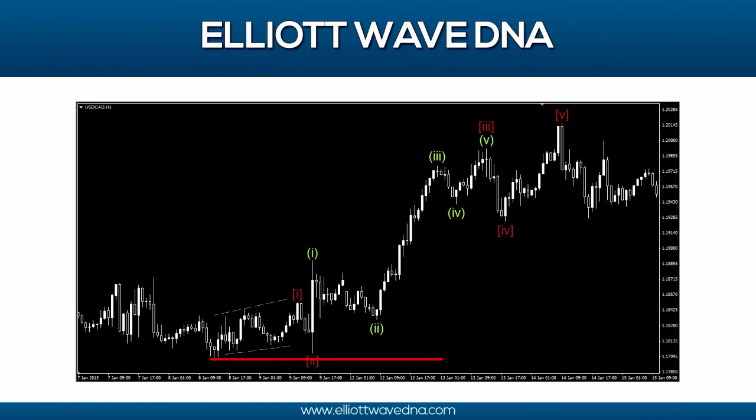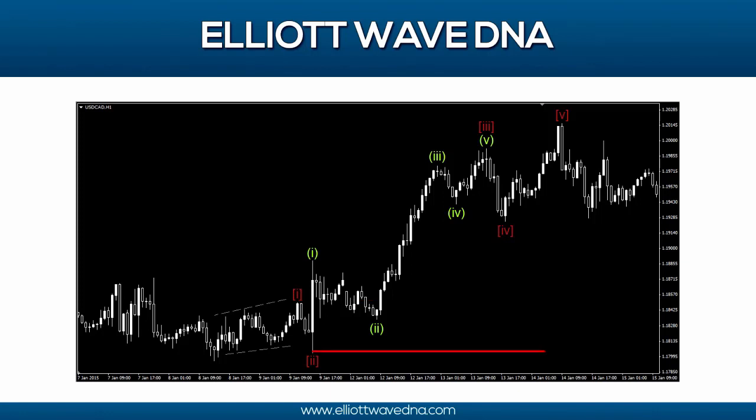Rule number 1 is that wave 2 needs to remain above the starting point of the wave 1. So we are going to start with the red wave 2. After that, wave 3 cannot be the shortest wave of the waves 1, 3, and 5, and here we can clearly see that that's not the case, at least in the red wave 3. The third rule is that wave 4 needs to remain above the territory of the wave 2, and that's also true.